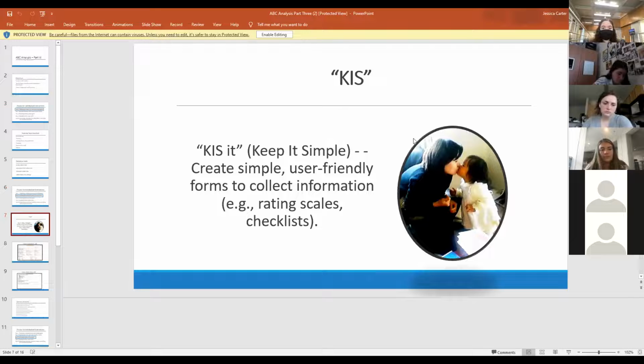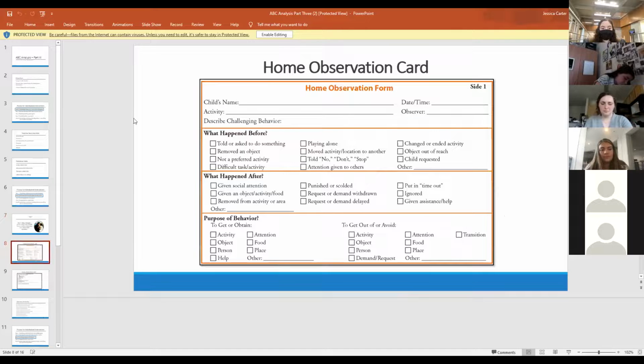There's an acronym that we use kind of in life. It's KIS, keep it simple. Whatever you choose to use for your documentation, especially when you're having family members and other people who are not professionals in early childhood or in the school realm doing this work, you want it to be a user-friendly, simple form that anyone can understand and utilize, right? So Likert scale ratings, 1 to 5, checklists, those type of tools are really beneficial.